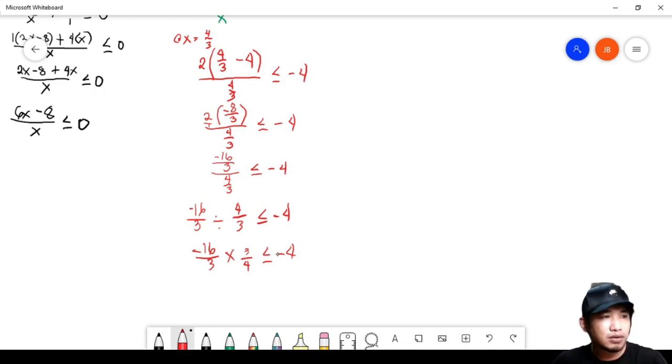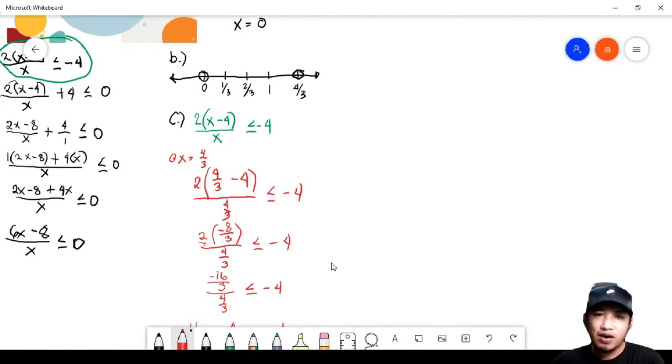Alright. So, negative 16 times 3 is negative 48. Alright? Diba? Divided by 3 times 4 is 12. Is less than or equal to negative 4. And negative 48 all over 12 will give you negative 4. Negative 4 is less than or equal to negative 4. That is true. Correct.